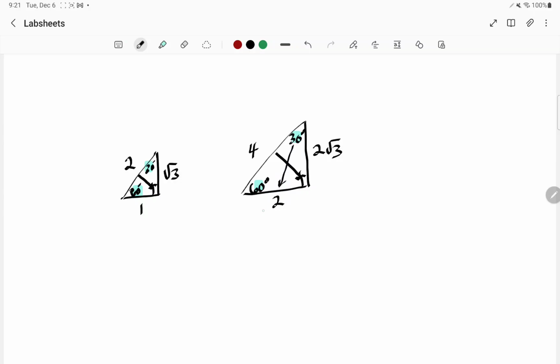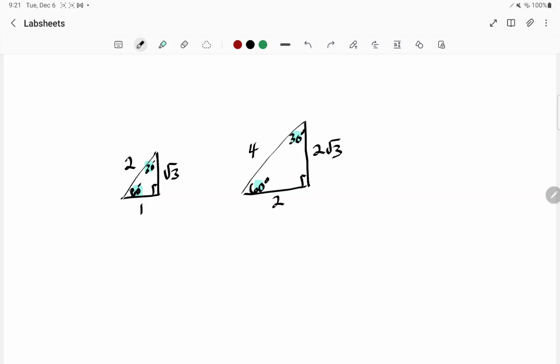Like this side down here, this 2 is shorter than 2 square root of 3, so it's always across from the shorter side. 60 degrees is always across from the biggest side, because it's got that wider angle, right? It's going to have a longer side. So keeping that in mind, identifying where everything is, look for relationships.